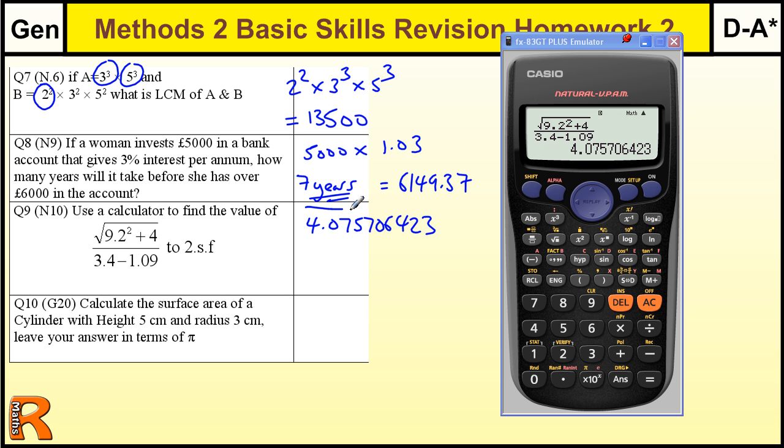2 significant figures would be up to the 0 there. That's the first one, that's the second one. Zeros count once you start counting. So we've got 4.1 to 2 significant figures because the 7 rounds it up.